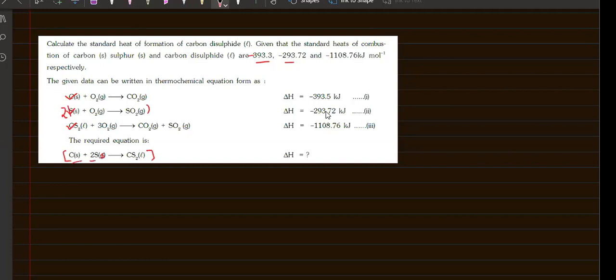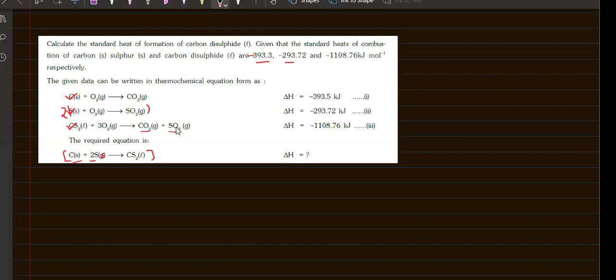But again we have this O2 as well as this CO2 and SO2, so we have to remove these also. We have to remove this O2 and CO2. If you can see, we have CO2 and SO2 in this product.